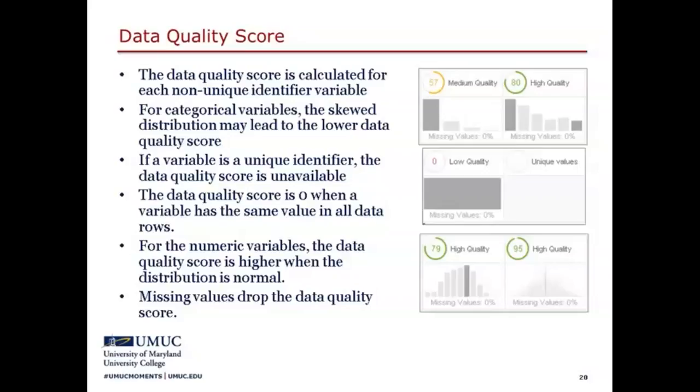If the variable is numeric, the closer the distribution is to normal, the higher the score is. For the categorical variables, it's looking at the skewness, right? Like here is an example here, right?